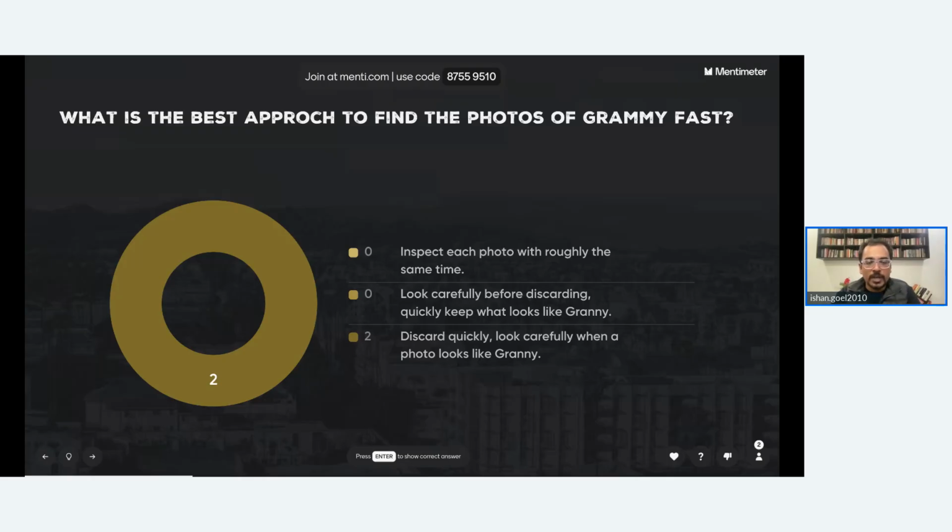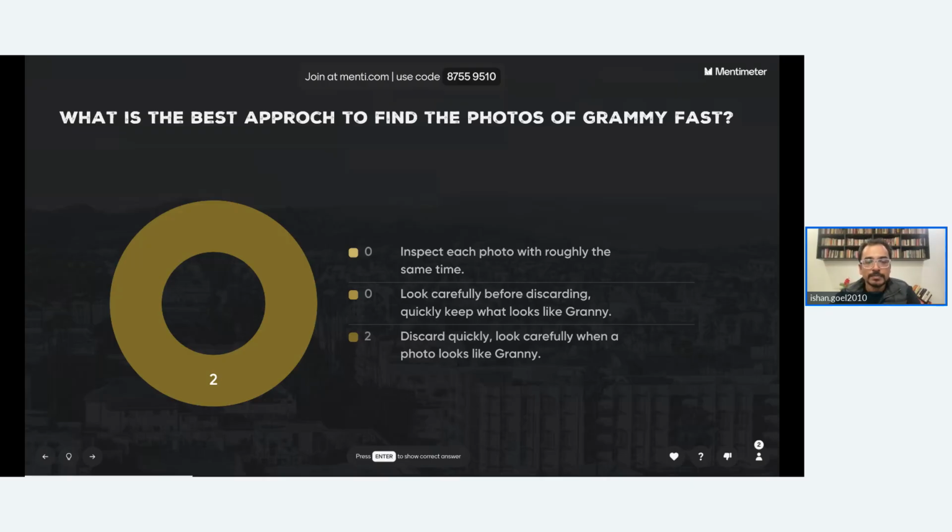Okay, I'll move forward. The correct answer is the last one. When you're looking for photos of old granny, you discard quickly whatever does not look like having people or having granny in it. You discard quickly, and you look carefully when a photo looks like granny. You observe it, and when it does, you keep it in the granny pile.